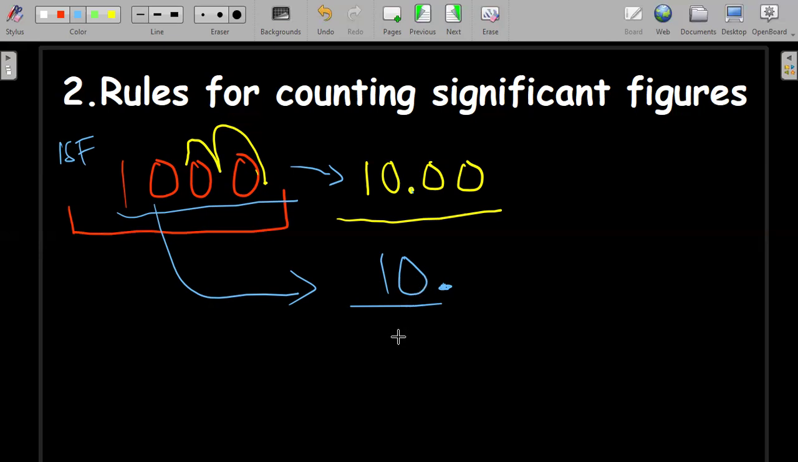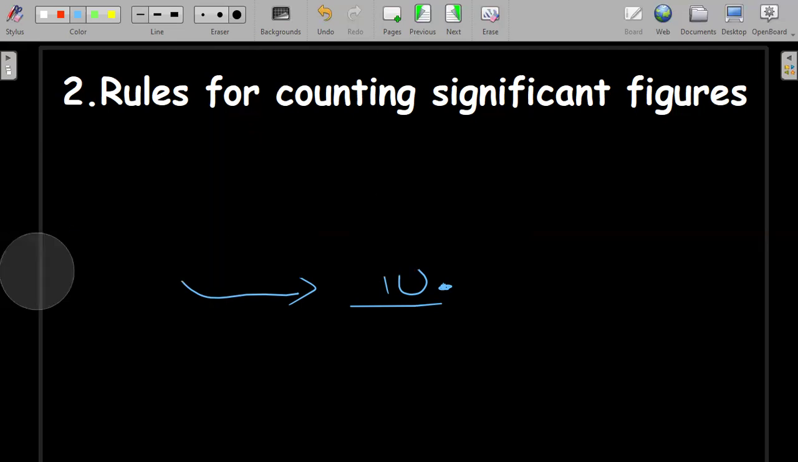What if we convert it to scientific notation? Okay, exactly. So for you to achieve what I was saying there, to convert this 1000 to a number that will have two significant figures, you have to change it to what? Scientific notation, okay? And that scientific notation will be in this form.